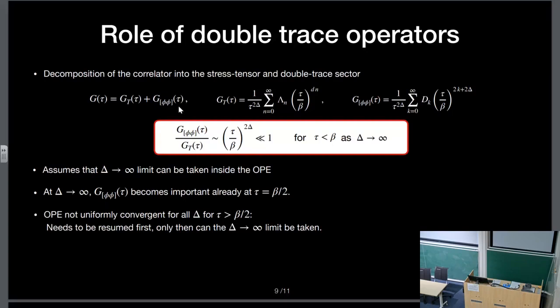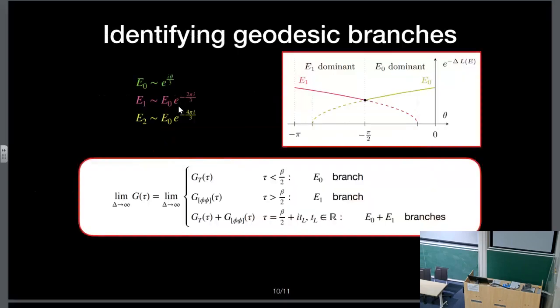And in order to get a complete and valid result, you first need to resum the OPE to get an analytic result and only then take the delta to infinity limit. Okay. This has a very interesting consequence. I've just told you about the delta to infinity limit. I have to include the double trace contributions where they really become essential to ensure that the correlation function is correct. But remember I talked about the branches.